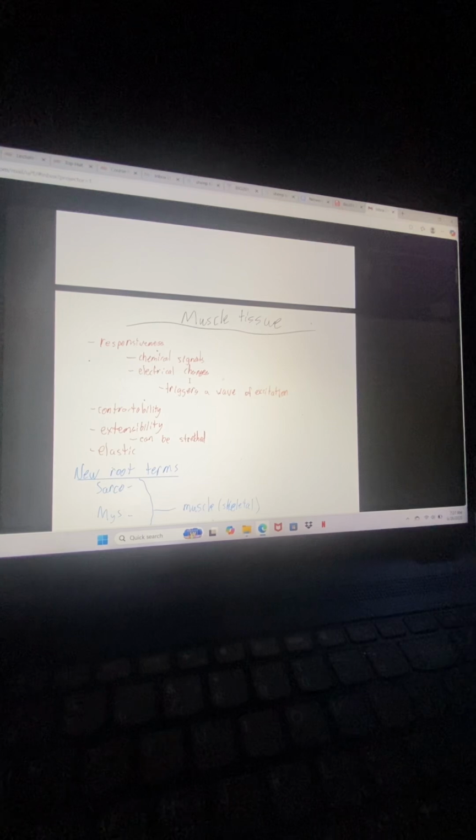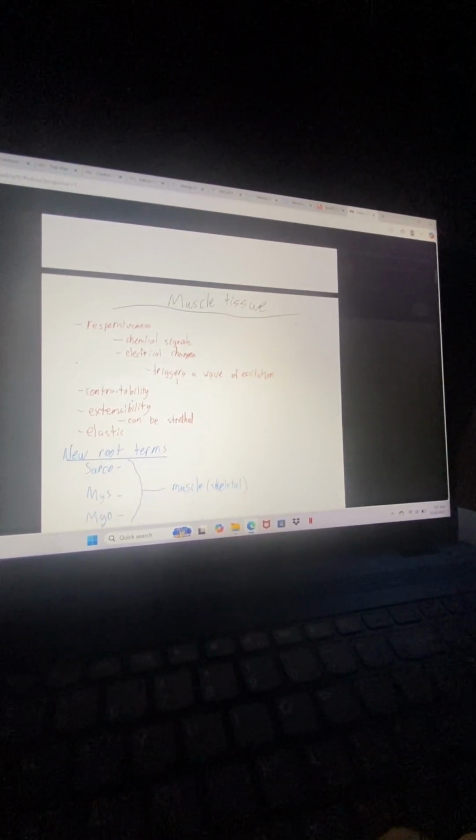Responsiveness is chemical signals and electrical change. It triggers a wave of excitation.